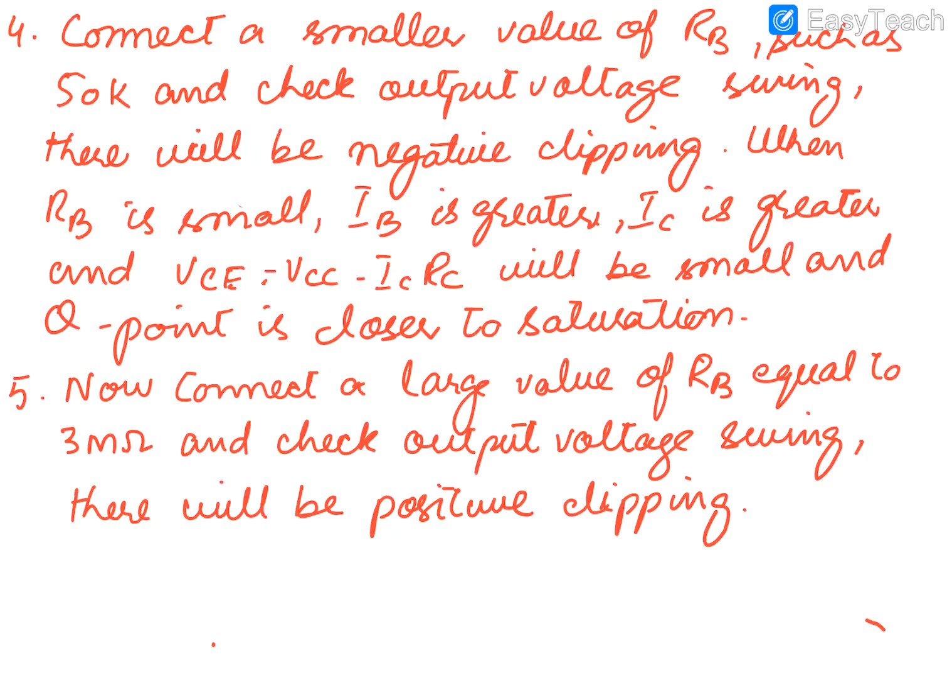So in this way you will be able to observe different types of distortion in amplifier circuits due to the change of Q point location. Also, you have to compare the outputs in these three cases and the values of RB and the output voltage levels.